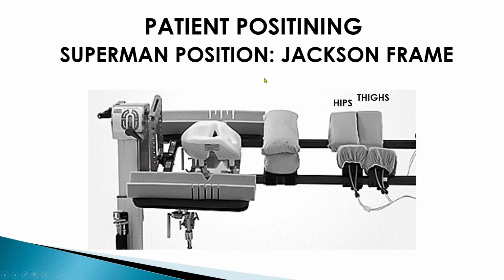This is another picture of that Jackson frame. This is where that head is. There's the mirror down here. Here's the padding for the arms. This is where the thighs rest. This is where the hips rest. Now these slide up and down, so of course any size patient can fit on here. This right here is the chest piece. The nipples actually should go right across that pad right there.